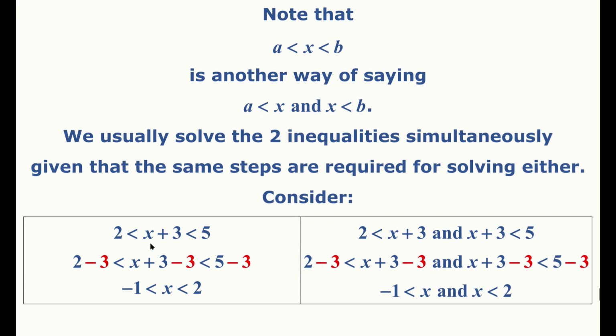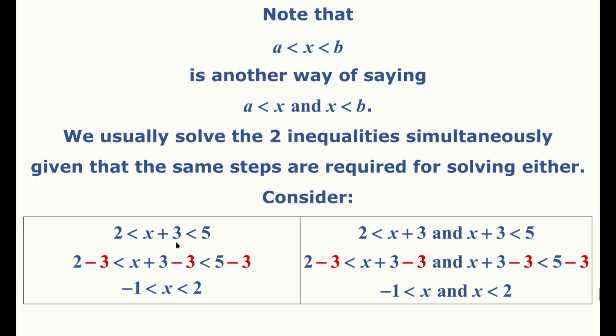So consider this example. It's a very simple example where we have x plus 3 is between 2 and 5. To solve this for x, we would want to subtract 3. The only thing with three-part inequalities being solved simultaneously is that you want to do whatever you do to one side to all 3 sides. So if we're subtracting 3 here, we're going to subtract 3 here on the left as well as the right piece as well. So now we end up with -1 less than x less than 2. And this will be what we will use to write our solution set.